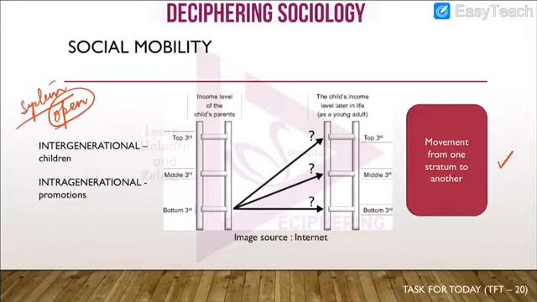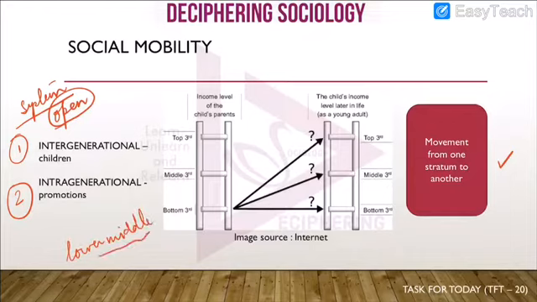Mobility means movement. This can happen in two ways, either between different generations. For example, if the parents belong to a lower middle class, but the children have been educated and they climb up the ladder and belong to a higher middle class. So this will be intergenerational mobility.